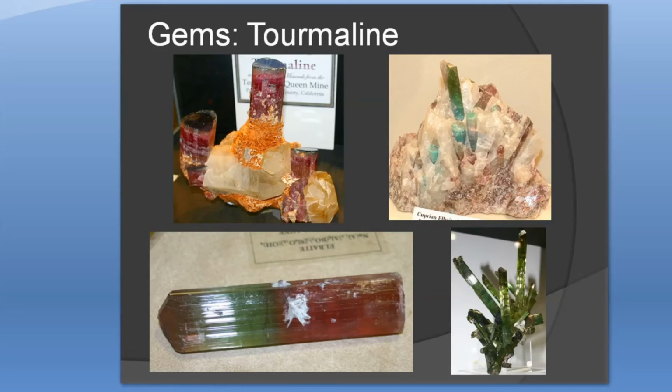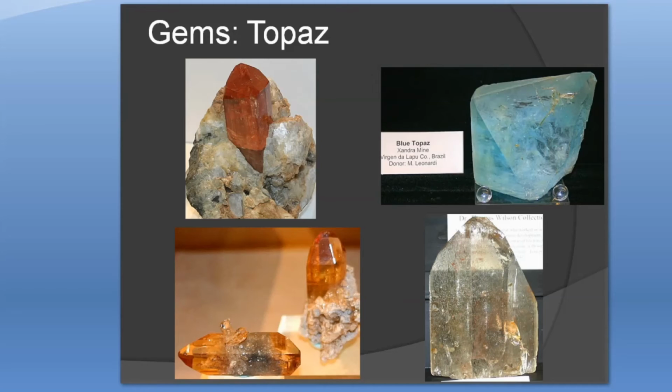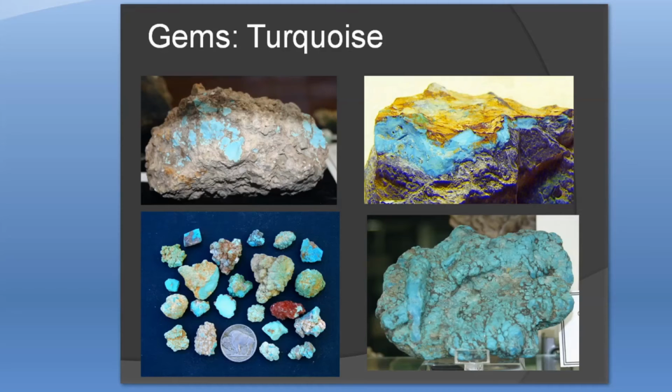Tourmaline is another famous gemstone. It's been mined in Southern California and up in the northeast part of the country, in Maine and some of the northeastern states. But it's mined also in Brazil and a lot of other places around the world. Topaz is another famous, well-known gemstone, and here are some beautiful crystal examples of it. And then turquoise, one of my favorites. I have some turquoise mines here in the state of Nevada. These are some different examples of turquoise, which is a really beautiful mineral.